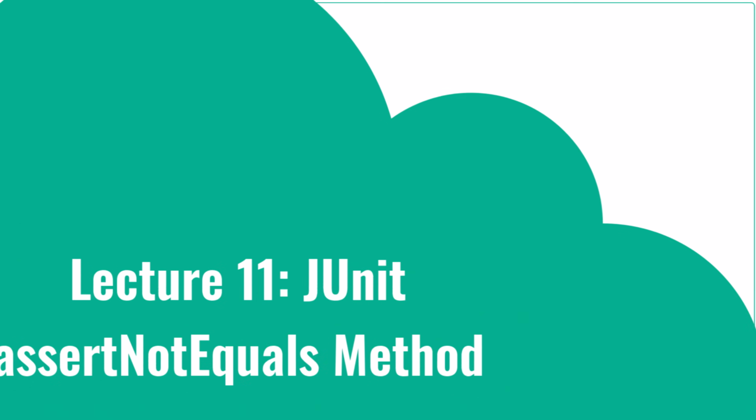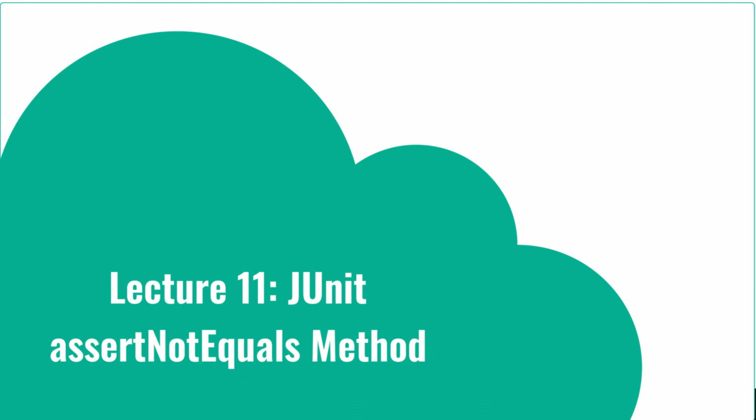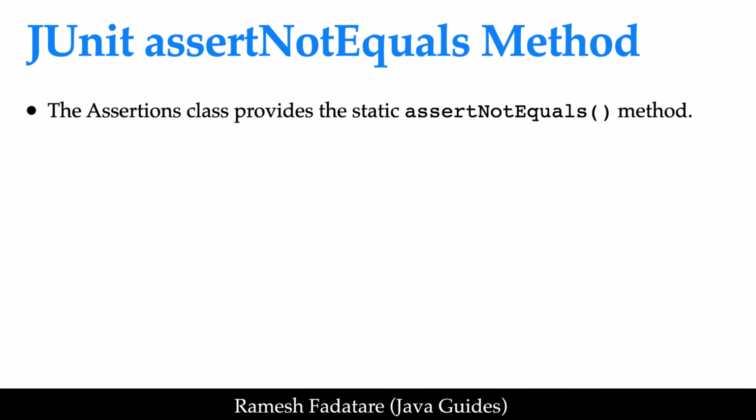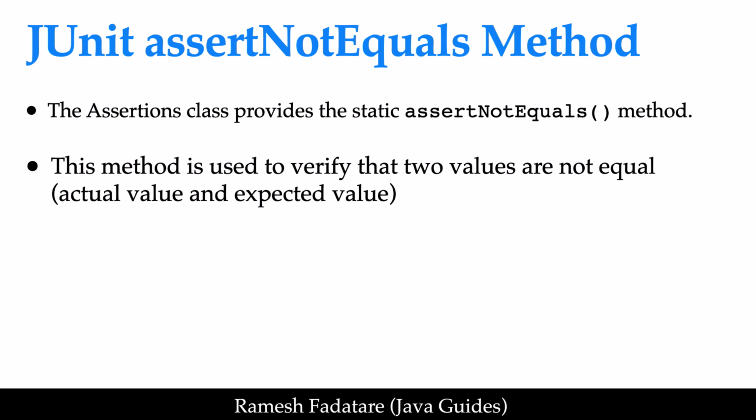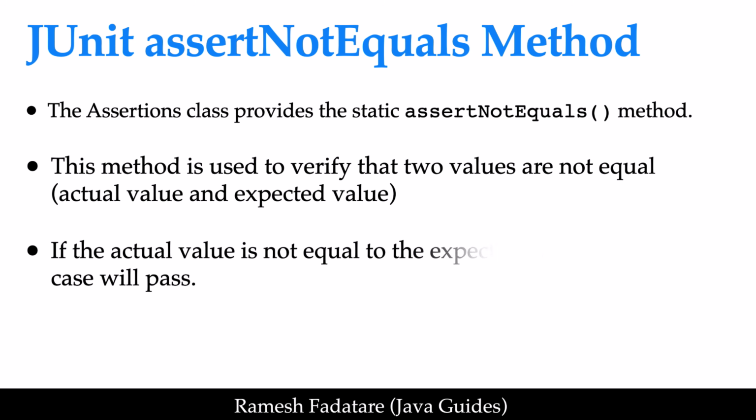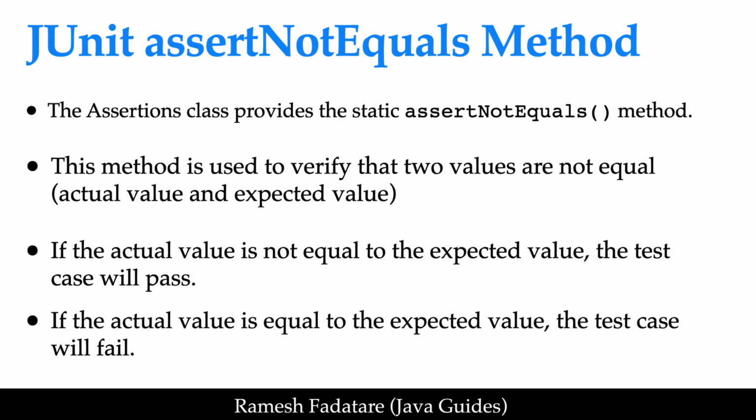Hi everyone, welcome back. In this lecture, we'll take a look into assertNotEquals method. The assertions class provides the static assertNotEquals method, which we can use to verify that two values are not equal. Well, if you want to verify that the actual value is not equal to expected value, then we can use assertNotEquals method. If the actual value is not equal to expected value, then the test case will pass. If the actual value is equal to expected value, the test case will fail. So this assertNotEquals method is exactly opposite to assertEquals method that we saw in a previous lecture.